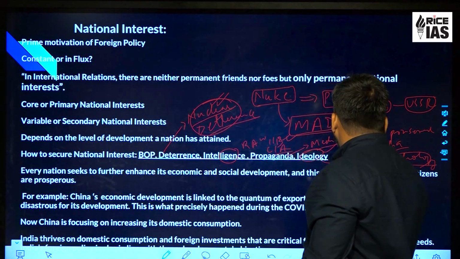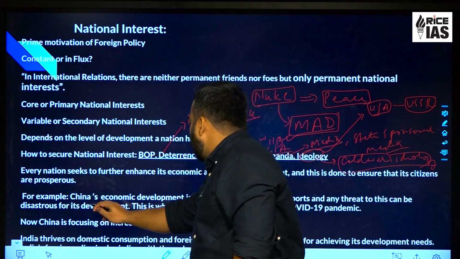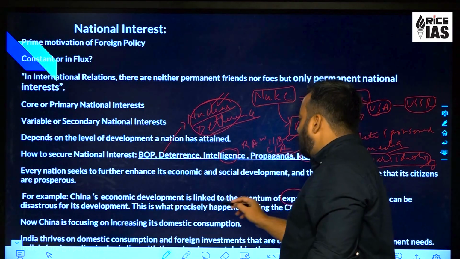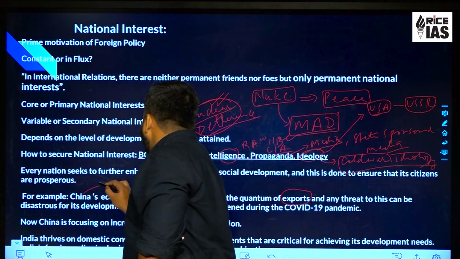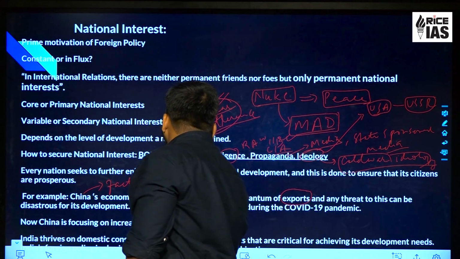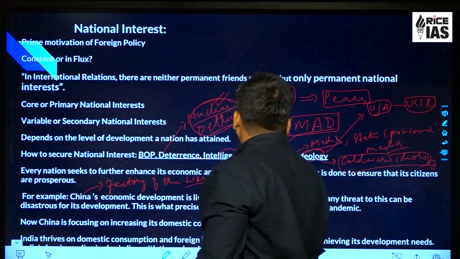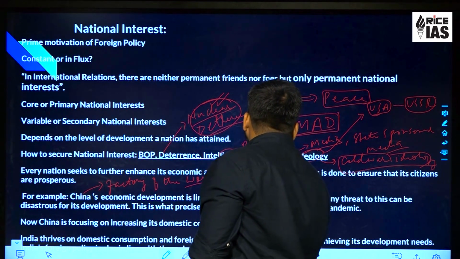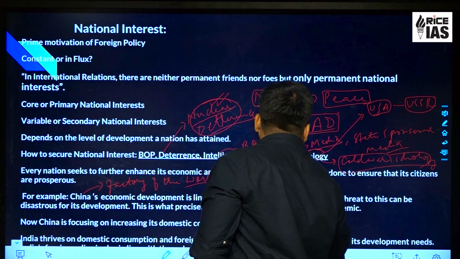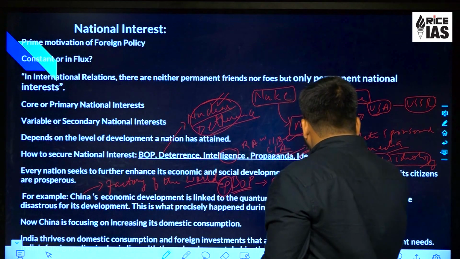Economic and social development, of course, prosperity. China's economic development is linked to the quantum of export. China has been called the factory of the world. Balance of payment, surplus, positive balance of payment.